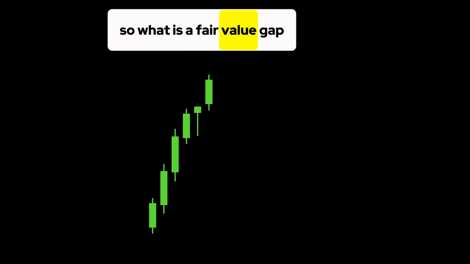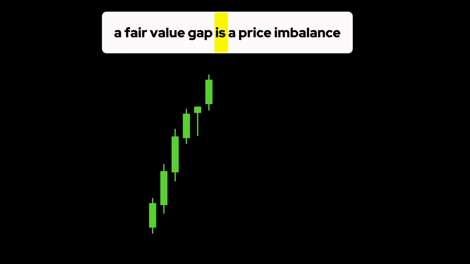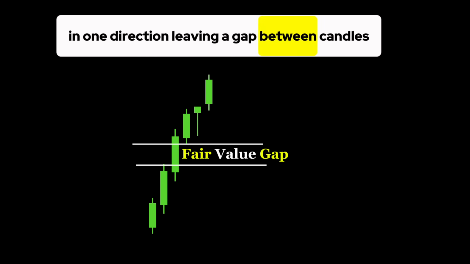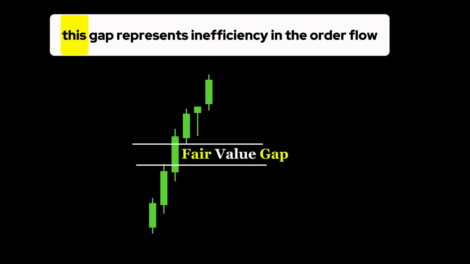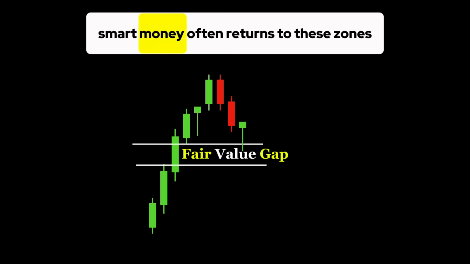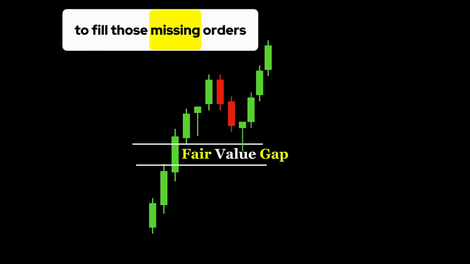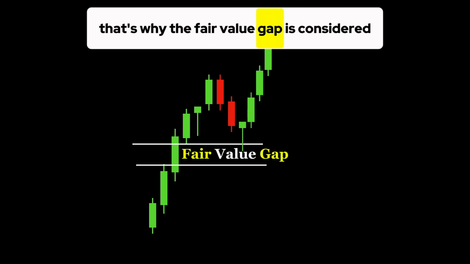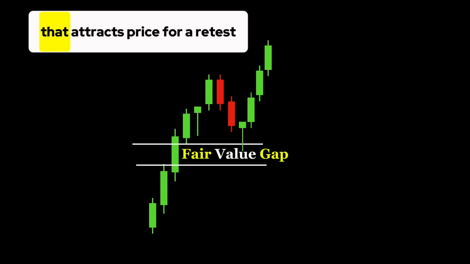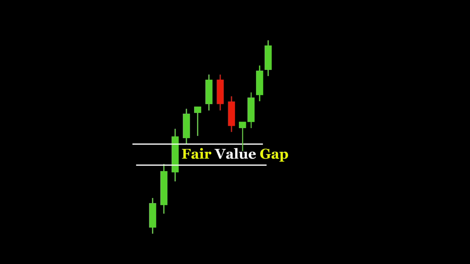So what is a fair value gap? A fair value gap is a price imbalance created when the market moves aggressively in one direction, leaving a gap between candles where no transactions occurred. This gap represents inefficiency in the order flow, an area where buy or sell orders were left unfilled. Smart money often returns to these zones to fill those missing orders. That's why the fair value gap is considered an imbalanced liquidity zone. It holds resting liquidity that attracts price for a retest. For traders, it becomes a high probability area to anticipate reactions and enter with precision.